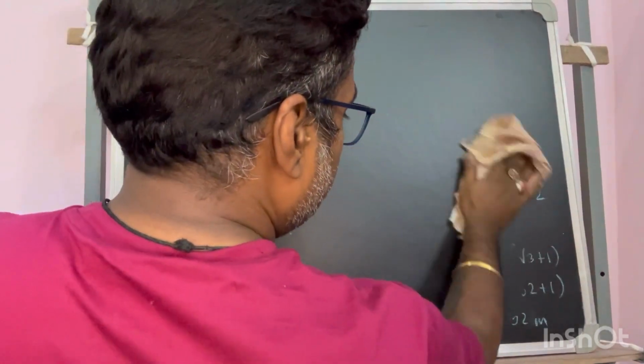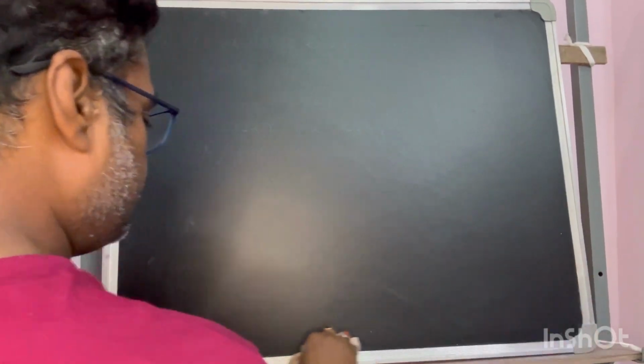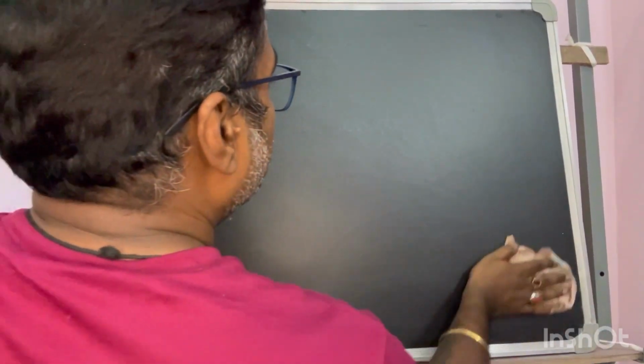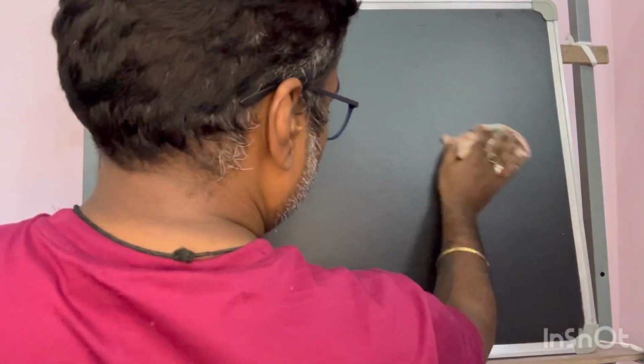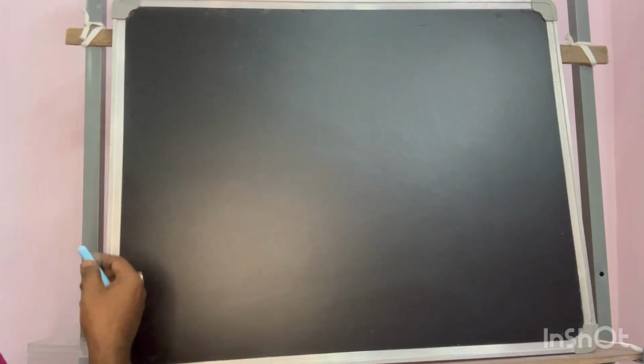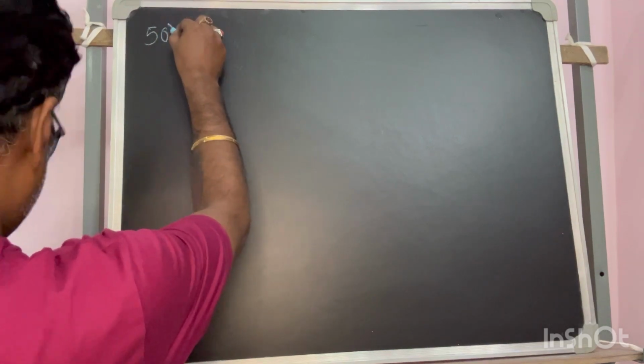This kind of problem needs some time to explain, but once you understand the explanation, even if any problem is twisted, you will be able to solve it. Okay, so concentrate on the kind of problem I'm discussing. Now this is 50.